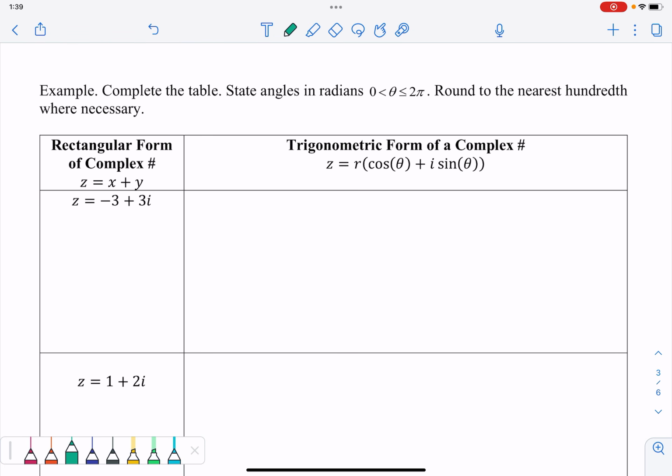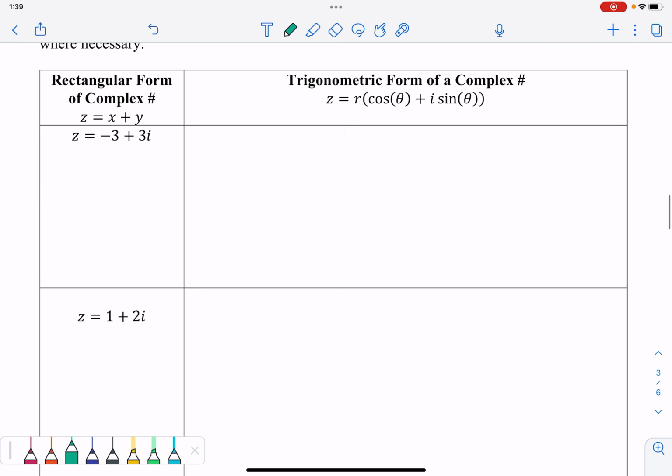Example: complete the table and state the angles in radians between 0 and 2 pi. Round to the nearest hundredth when necessary. Here what I'm given is some numbers that are in the rectangular form of a complex number. So what is the rectangular form? That just means that we have the regular a plus bi or x plus yi. And then the trigonometric form is what we just established. So we want to keep track of what form we have and what form we are headed to. So how could I go find this trigonometric form?